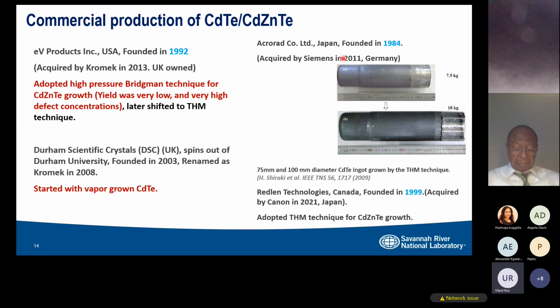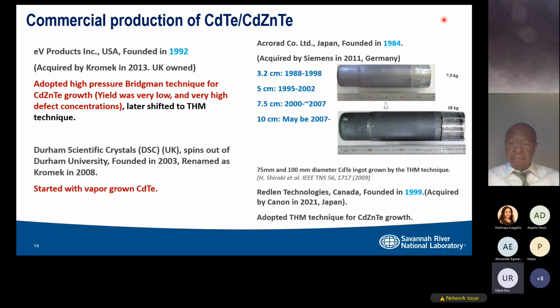So in 2011, Siemens, a big player in making medical imaging machines, purchased this Acrorad so that they will have an enormous supply of cadmium telluride. They do not have to depend on another supplier of cadmium telluride. So they purchased the whole company and started using those cadmium telluride for their medical imaging machines.